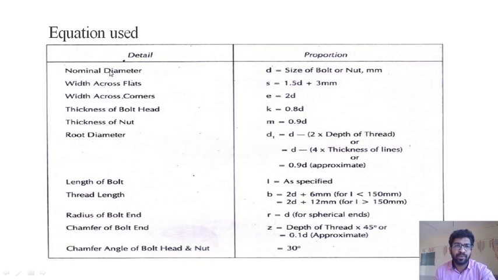So nominal diameter will be given, that is D, size of the bolt will be given. So using all these formulas we will calculate the width across flats, thickness of bolt head, thickness of nut, and then length of bolt will be given. Depending upon the length of bolt we will calculate the thread length. So using all the calculations we will create the hexagonal nut and bolt.